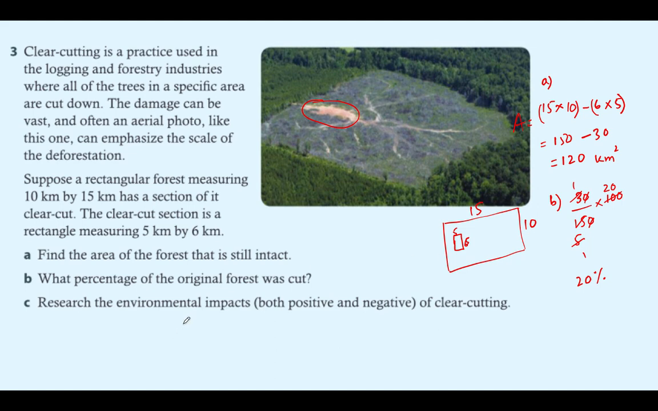Part C is to research the environmental impact, both positive and negative, of clear cutting. So that is just a research question. You have to research it individually, and it is not basically related to mathematics.